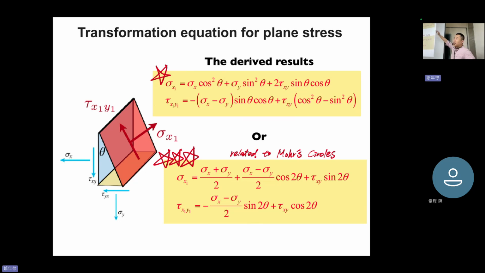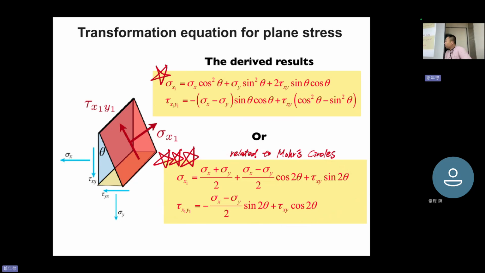Actually, these four equations are all equivalent. They are the same. But I would prefer you remember this one, because it is related to Mohr's circles. I will guide you to do that, and you will find that this is actually the origin, the starting point of Mohr's circles, and it will be really interesting. So again, you got the formula.